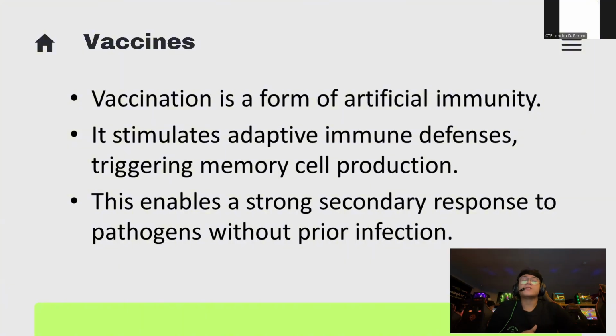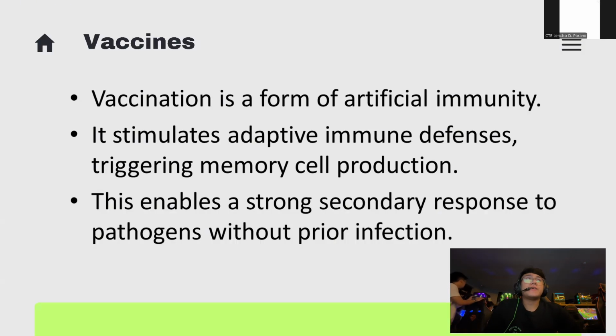Vaccines are biological preparations that stimulate the immune system to recognize and combat pathogens. Vaccination, by definition in our PowerPoint, is a form of artificial immunity. It stimulates adaptive immune defenses, triggering memory cell production, and this enables a strong secondary response to pathogens without prior infection. Vaccines provide immunity by imitating an infection, prompting the body to produce memory cells that can respond to future exposures to the actual disease.